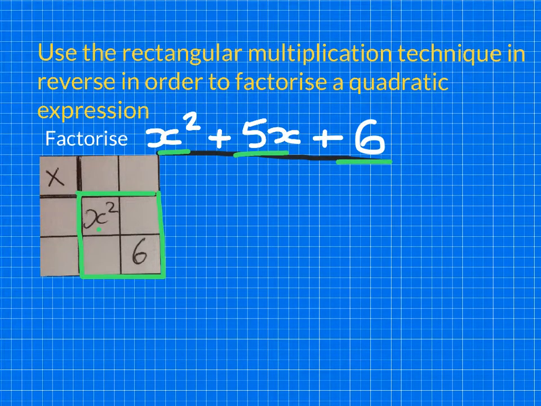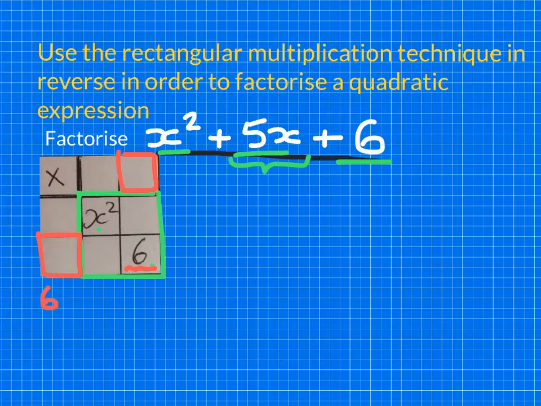We know that we have x squared in one of the parts of the rectangle. We know we have 6 in one part of the rectangle. However, there are 2 more parts left, and that was made up of a combination of 2 numbers that added together to make 5x. However, those numbers also need to be represented over here, and they need to multiply together to make 6. So, for example, again, we'll have to use trial and improvement methods to work out what those numbers might be.